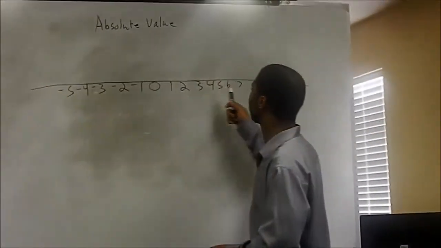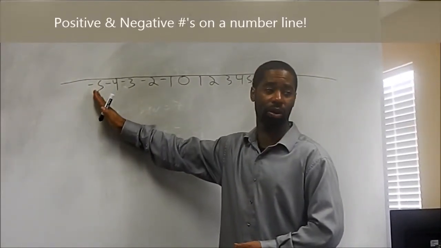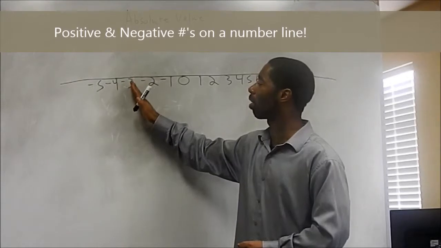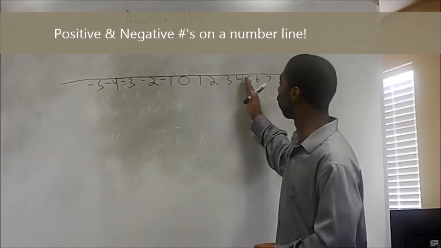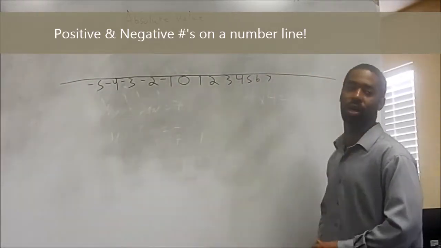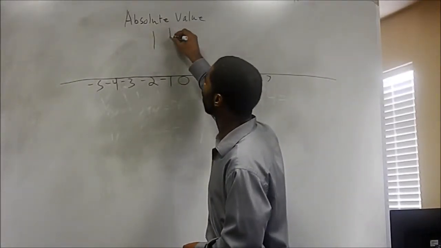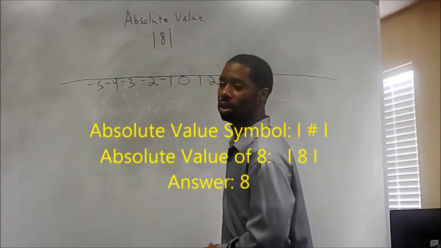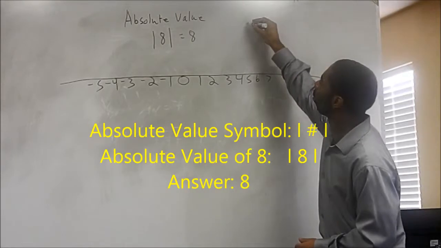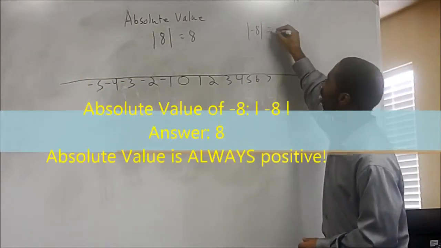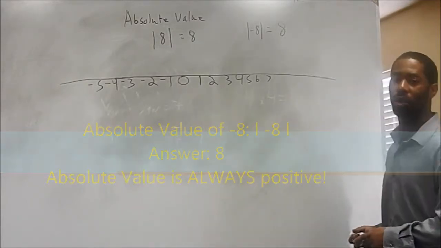When we talk about positive and negative numbers, this is how they fall on the number line. Let's say we have -5 right here. We have -4, we have -3, we have -2, and we have -1. And then 0, 1, 2, 3, 4, 5, 6, 7. Right? When we talk about absolute value, the symbol that you see will look something like this. If they say, what's the absolute value of 8? Your response is just going to be simply 8. If they ask you, what's the absolute value of -8? Your response is going to be 8. Absolute value is always positive.